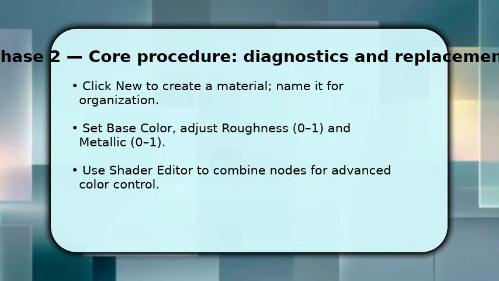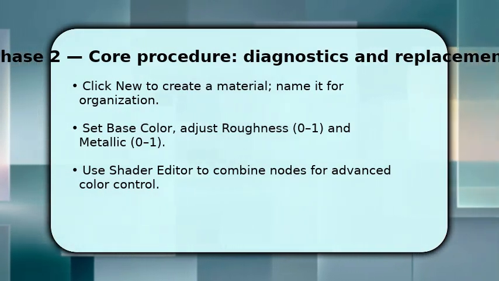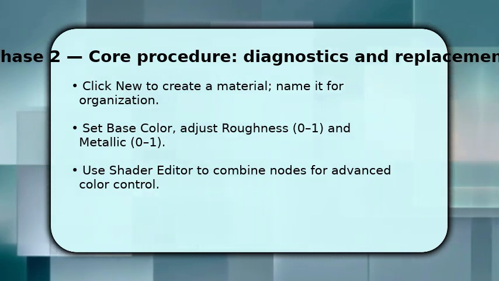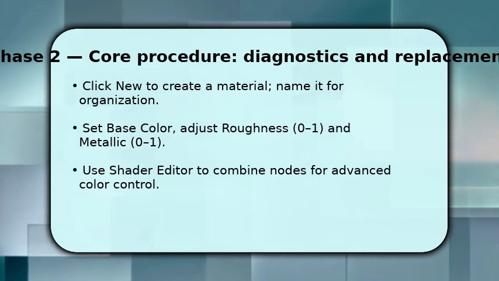Create a material by pressing New. Name it so you can find it later. In the surface settings, change base color to pick your hue. This directly controls the mesh color in most workflows.